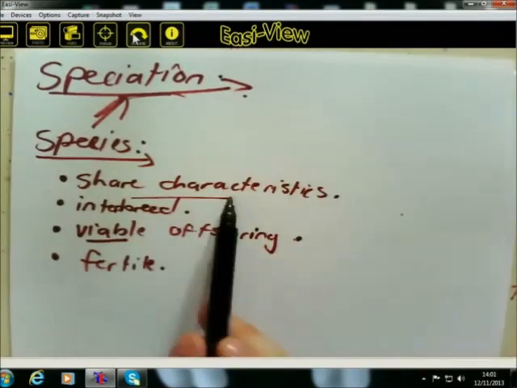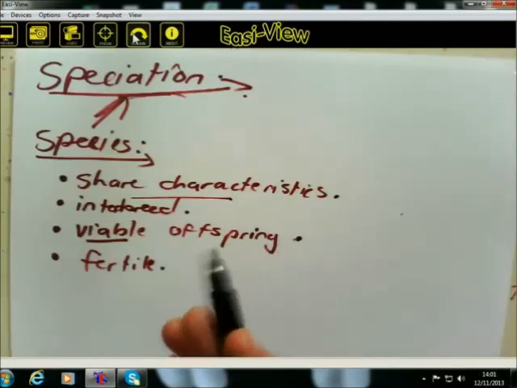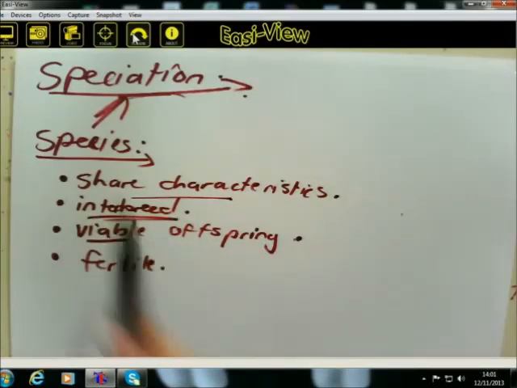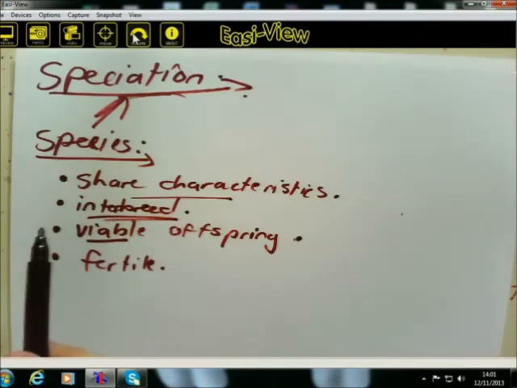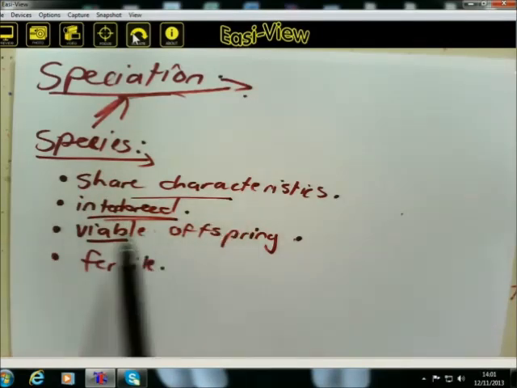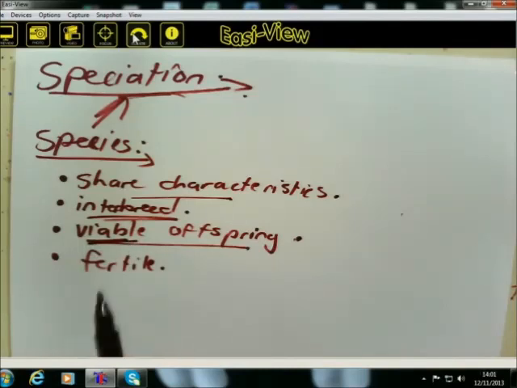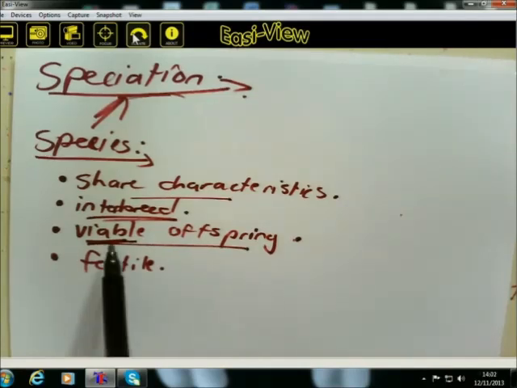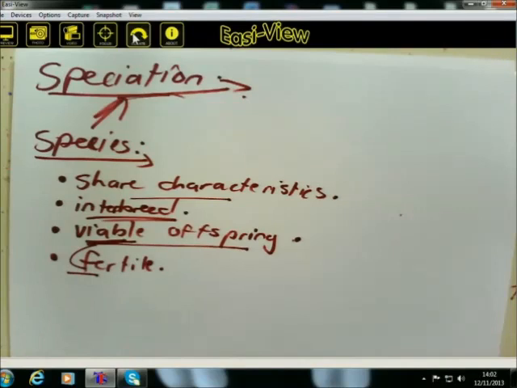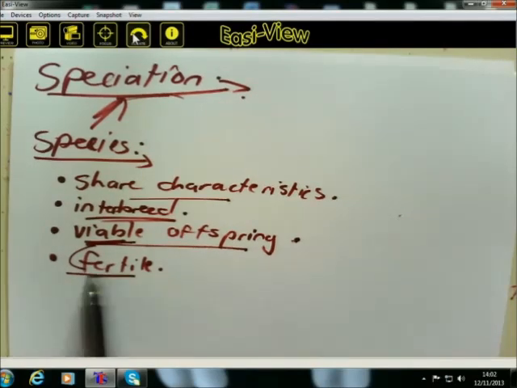Okay, and those 4 things are quite important. They have to share similar characteristics. They have to look quite the same. They have to be able to interbreed within that species. They have to be able to produce viable offspring. Viable means that these offspring are able to mature and grow, and reach sexual maturity. But then the catch is that they also have to be fertile. The offspring are required to be able to carry on with this process of reproduction.